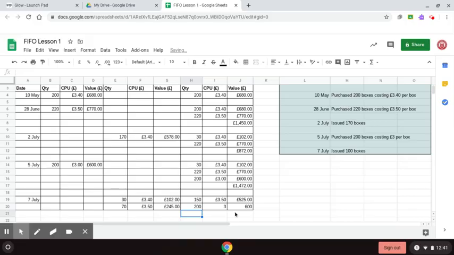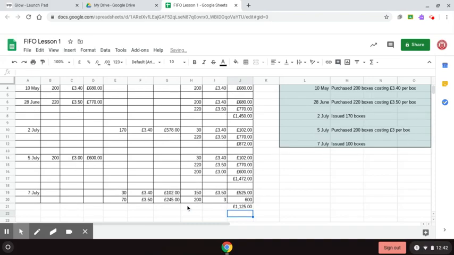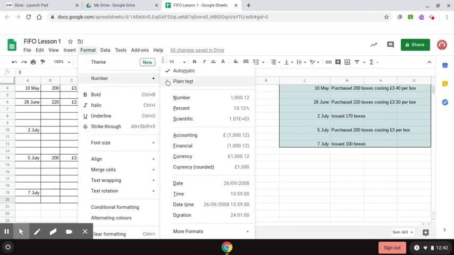Okay, and then I would add that together, so I would be doing equals that plus that. So that's your final answer. And if you want to change that to currency, say it's stayed as a normal number, you just go to format, number, and make that currency.